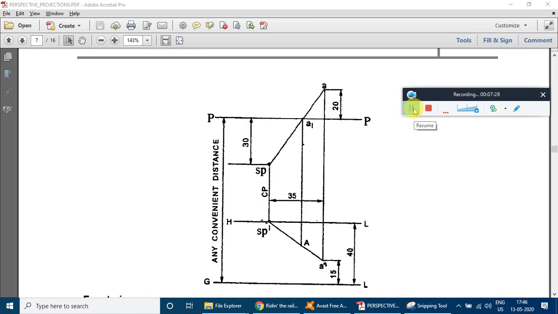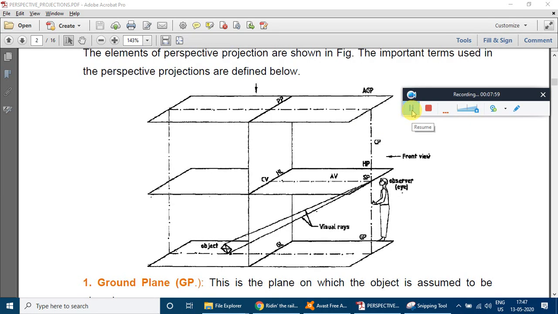For our problem, we first draw the picture plane and the ground line. As I said, the point A dash, the front view, is 15 mm above the ground plane, so I have marked it here. Next, it is 20 mm behind the picture plane. If you rotate in the clockwise direction, this will come here.